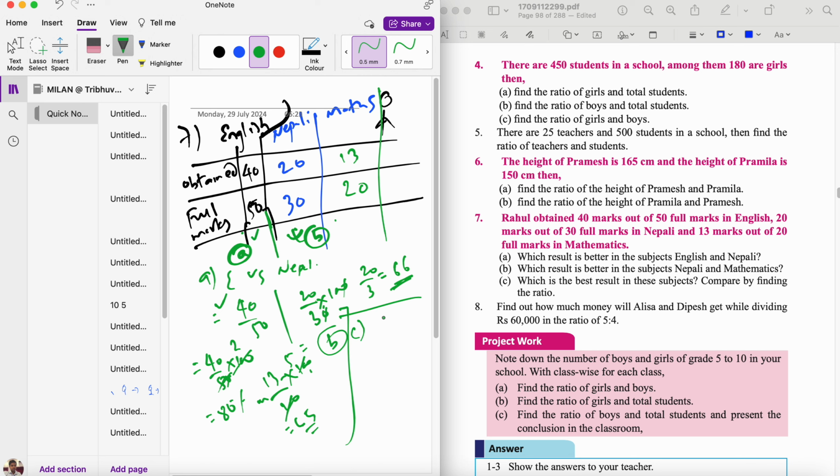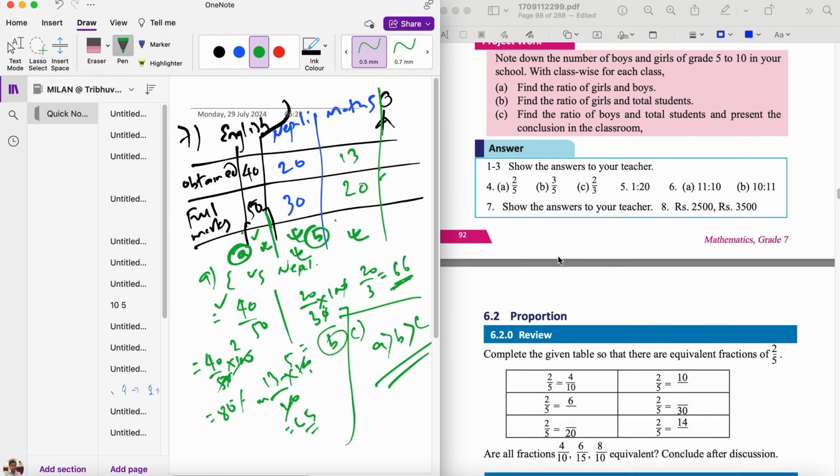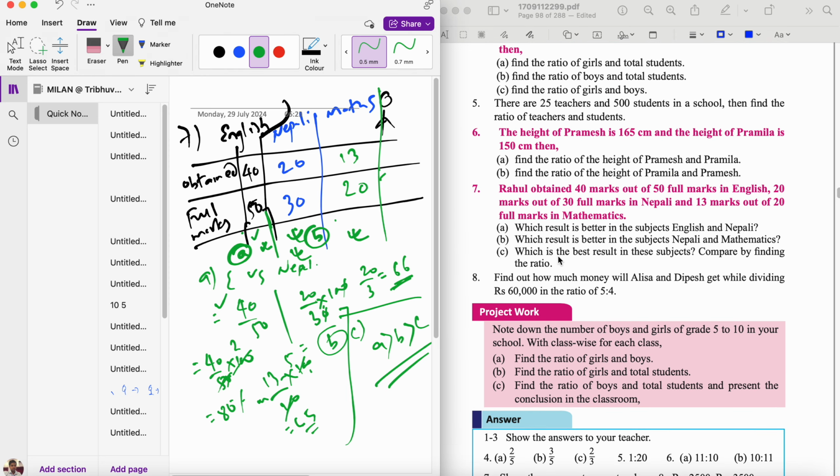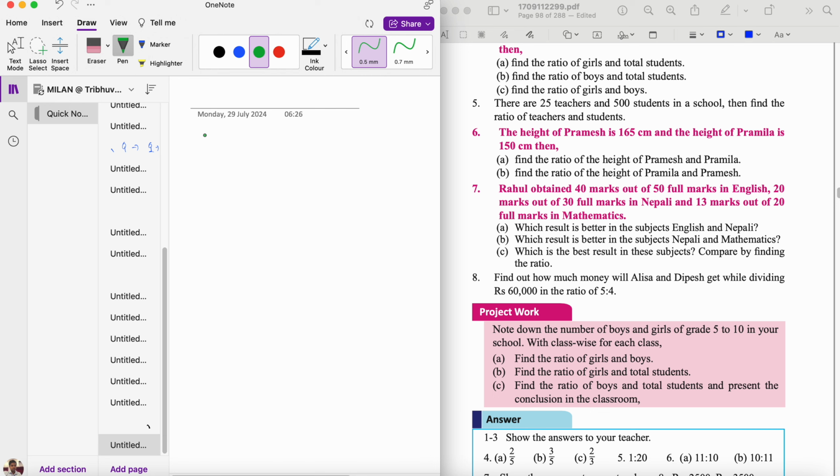What is C? Which is the best result in this subject? Compare by finding the ratio. The ratio is already given here, and we are finding it. So this is the best, second best is this, and third is this. A is better than B, B is better than C. Let's see the answer. Show it to your teacher. Show this to me, okay?